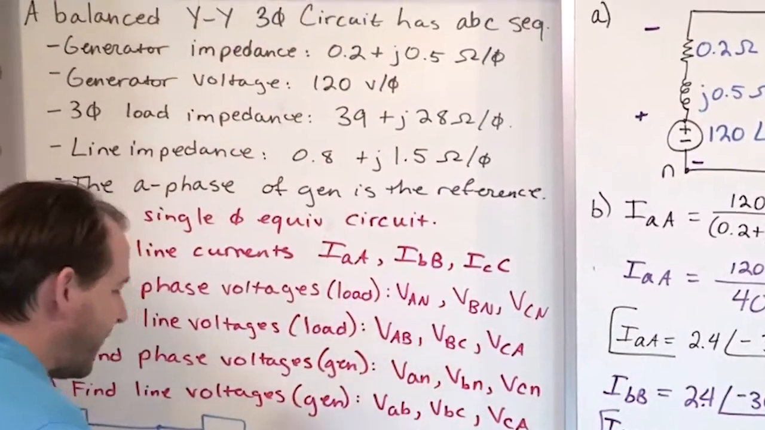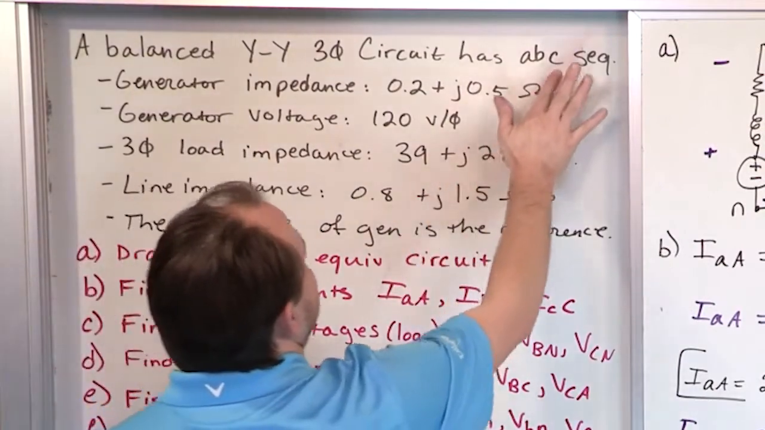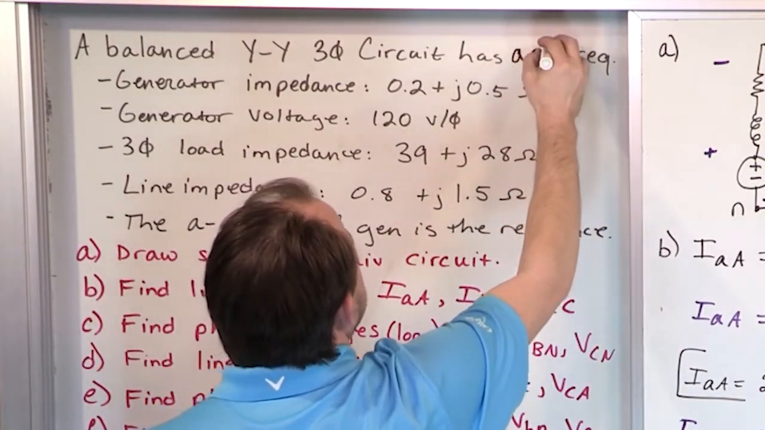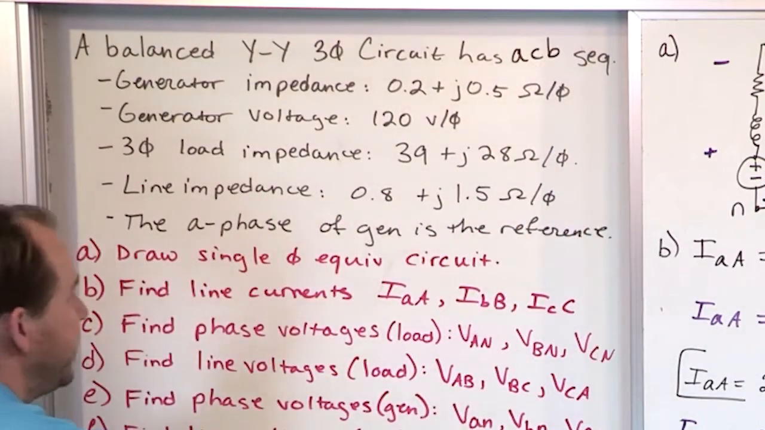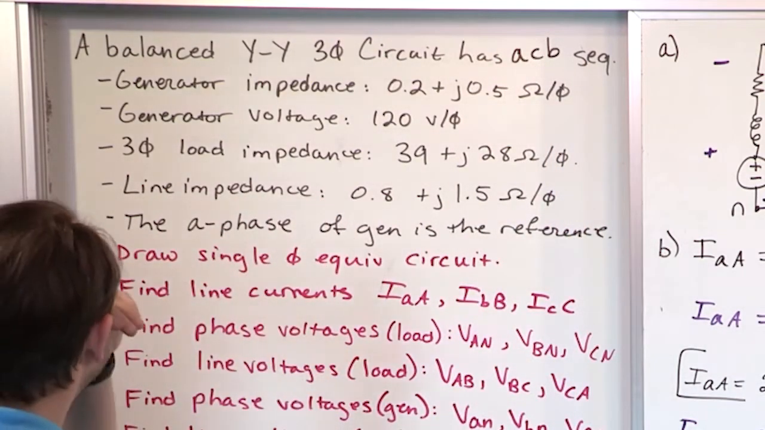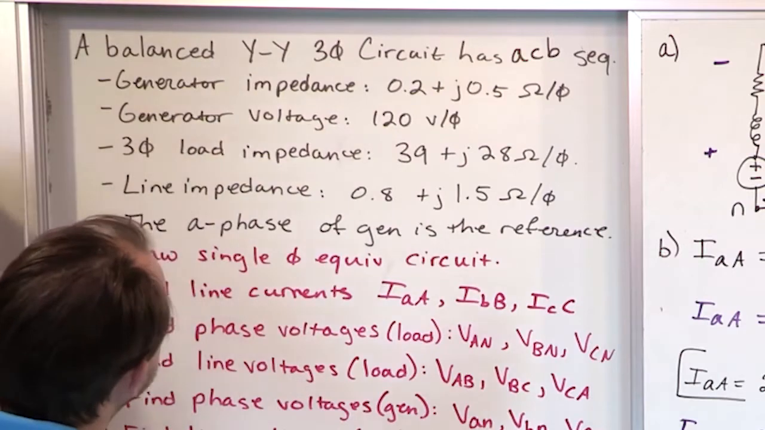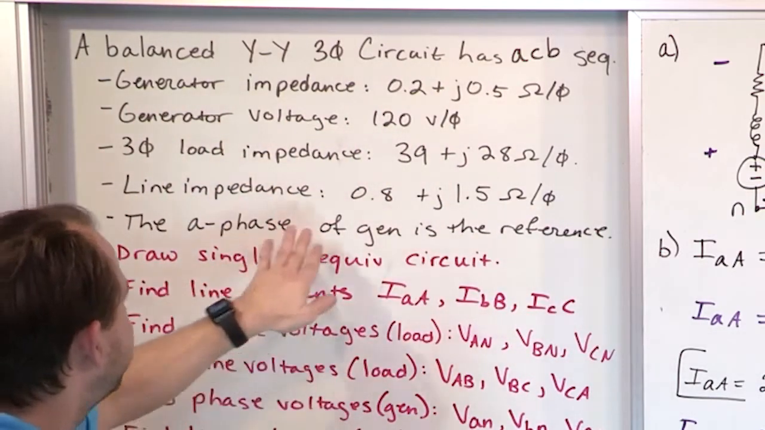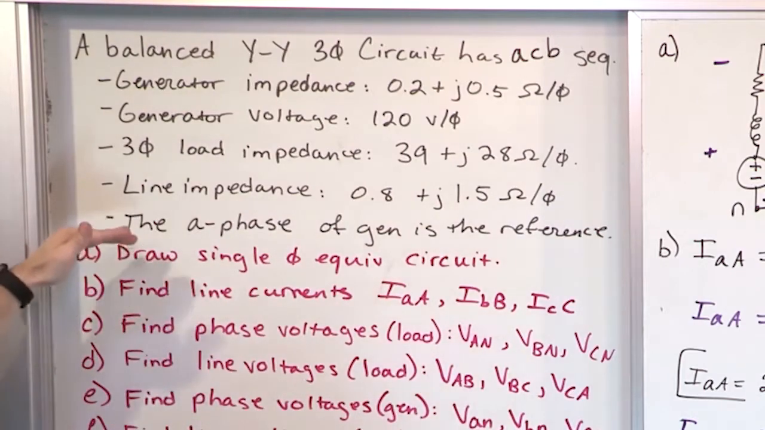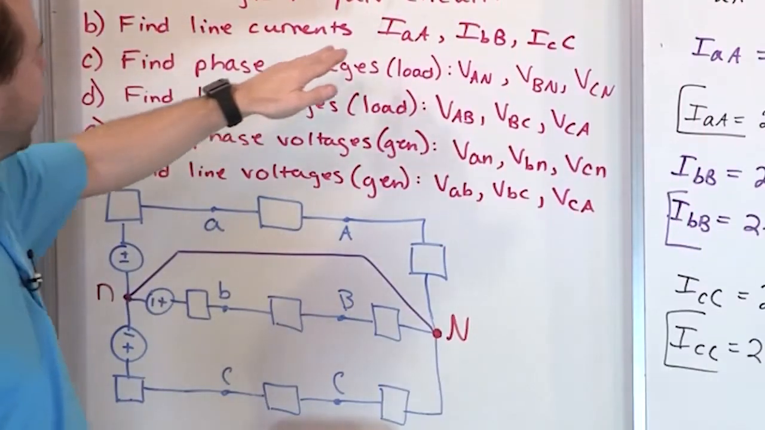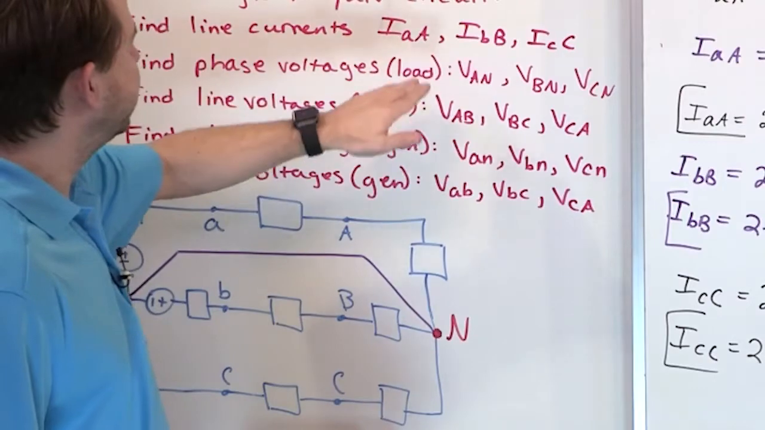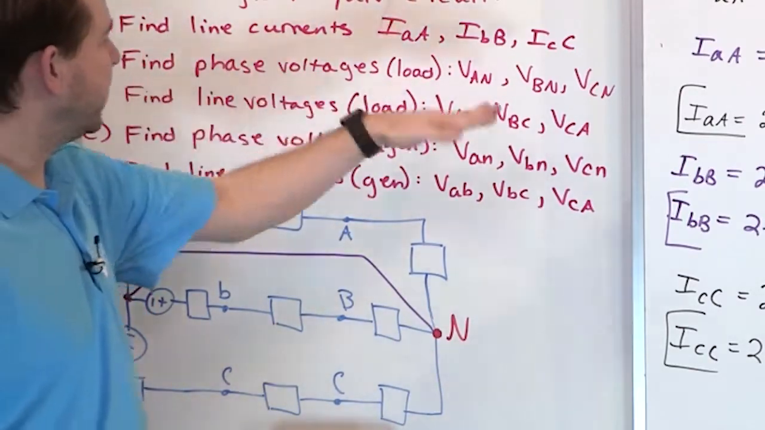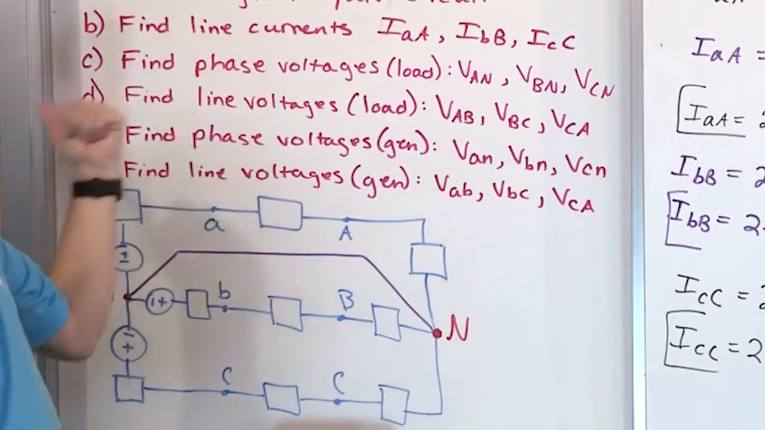Essentially, the problem itself is exactly the same, except that instead of ABC sequence, you would see ACB sequence, which means negative phase sequence. The generator impedance, generator voltage, three-phase load impedance, line impedance, and the A-phase as a reference are all the same. Everything we're asked to find is exactly the same. We're finding the line currents, the single-phase equivalent circuit, the phase and line voltages at the load, and the phase and line voltages at the source.